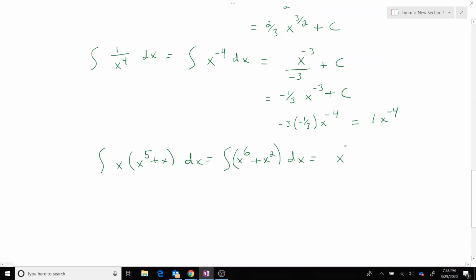So I add 1 to the exponent, and I divide by the exponent. I add 1 to the exponent, and I divide by the exponent. And don't forget that constant out there. So this guy ends up being a 1/7 x to the 7th plus a 1/3 x cubed plus a c.